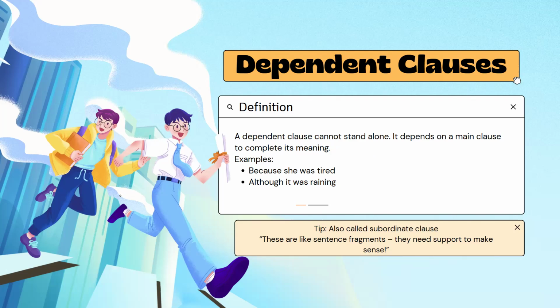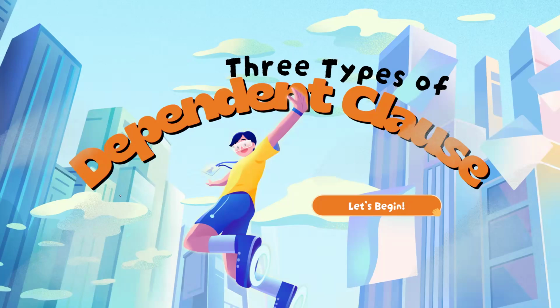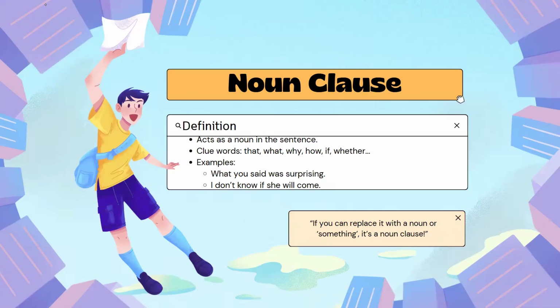Now let's focus on the three types of dependent clauses: noun clause, adjective clause, and adverbial clause. That's what we are going to see in detail. Each type answers different kinds of questions and plays a different role in the sentence. Let's break them down with examples.